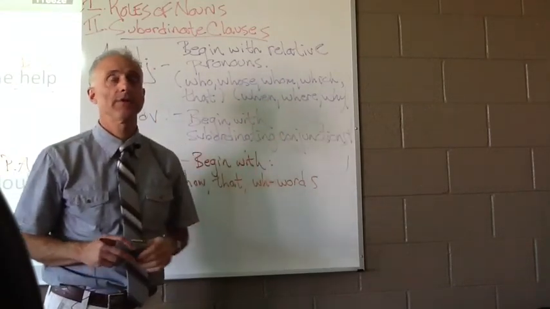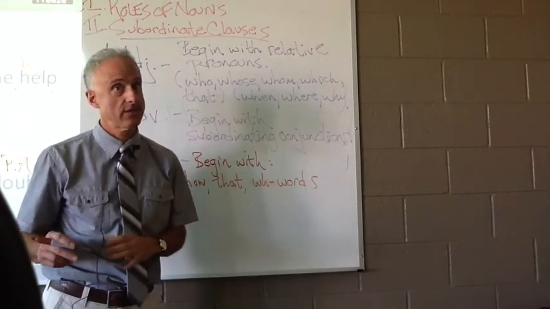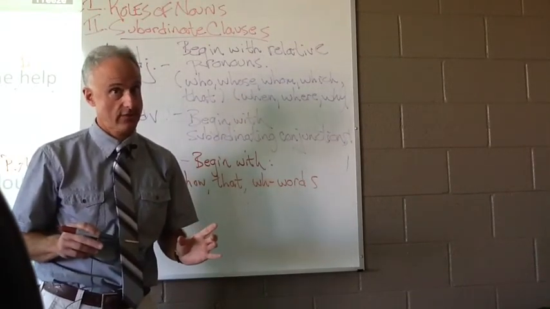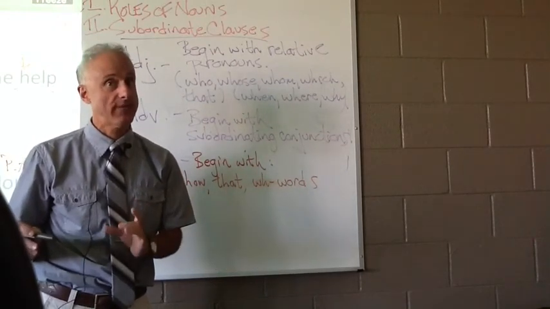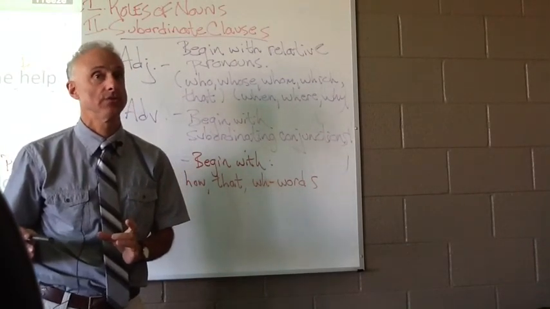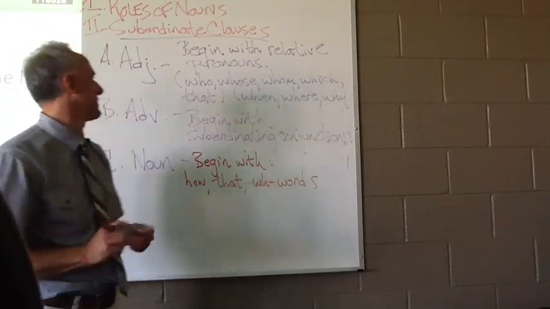For example, the girl who is nice is here. Who is nice modifies girl. It's a little subordinate adjective clause, right? The girl who is nice. It's next to what it modifies usually. That helps too, to help you figure out what it is. It's next to a noun. It could be an adjective.